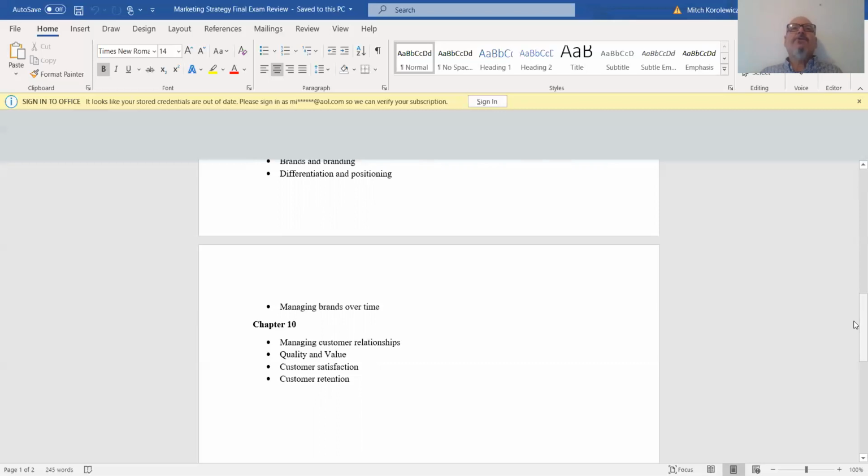How do we go ahead and get customers? But that's just one part of the equation. How do we then keep our customers and have them develop loyalty to our brand and to our product and to our company? It costs a lot for us to prospect and get customers. We want to keep them for as long as possible. So those are the important topics in chapter 10 of your text.